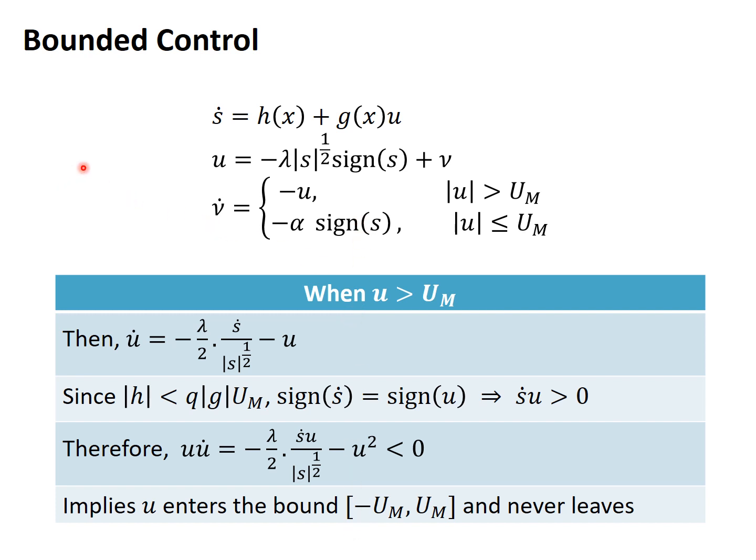Next case is when the convergence proof is asked, then the first step is to prove that it is bounded, because once it is bounded, once it comes inside UM, only then nu dot becomes minus alpha sin s, and then only the action for convergence will start, not before that. So, now we will show the convergence proof.